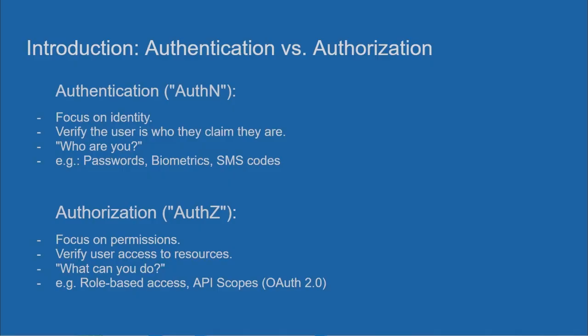So examples would be role-based access. OAuth 2.0 allows API scopes, giving like single sign-on permissions to apps would also fall under authorization.